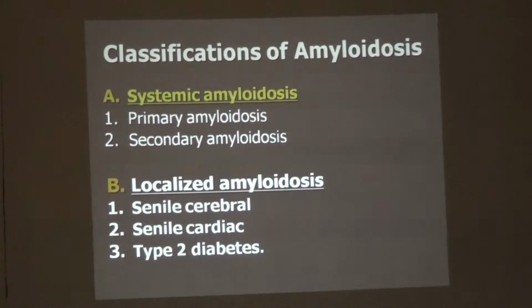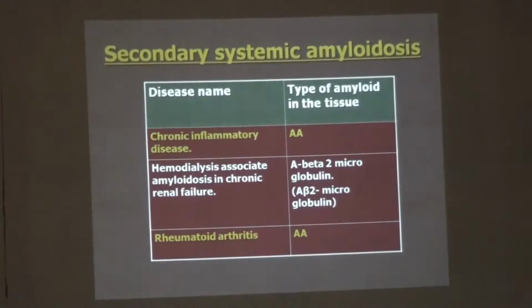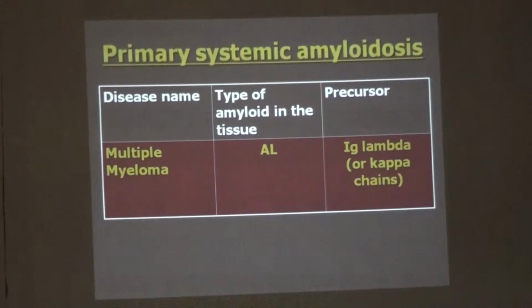So what I have told you is that systemic amyloidosis is primary or secondary. It may also be localized: senile cerebral, senile cardiac and type 2 diabetes. These are the localized amyloidosis. In primary amyloidosis, there may be multiple myeloma or non-Hodgkin lymphoma. AL is the amyloid light chain, and the light chain is of 2 types, kappa or lambda, with the ratio being more than 70%.